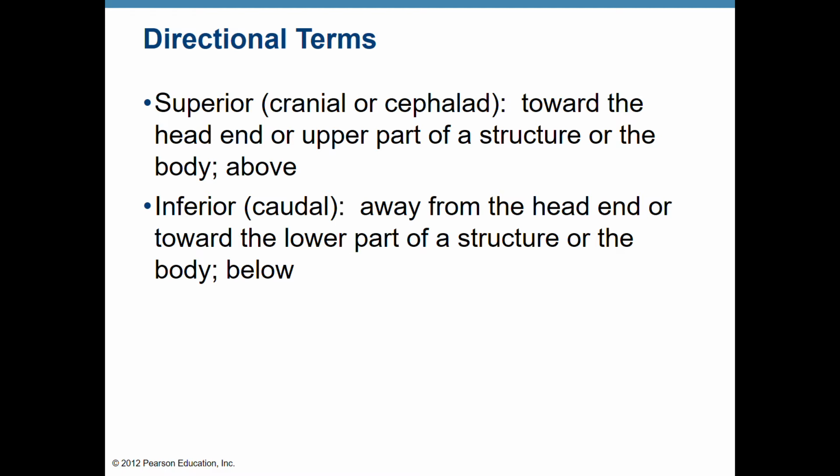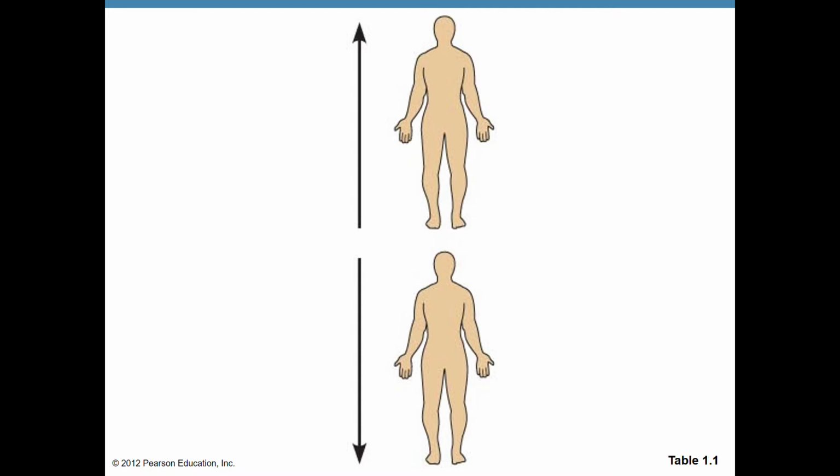When we say superior, that is cranial or cephalad, that is above. It means toward the upper part of the body. On the other hand, we have inferior. Inferior is caudal, which means below, towards the lower part. Same with anterior and posterior. Anterior is front, and the opposite of that is posterior, which is the back portion. So, anterior, front, posterior, back. Superior, above, inferior, below. So that is directional terms.